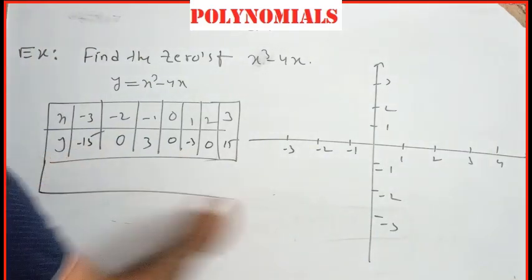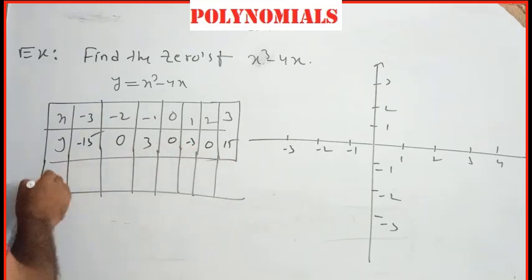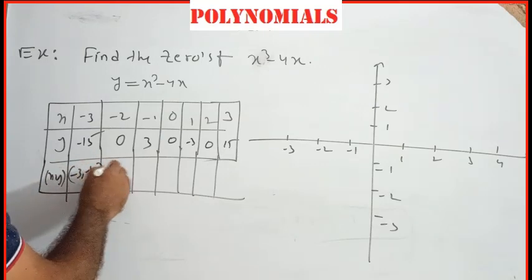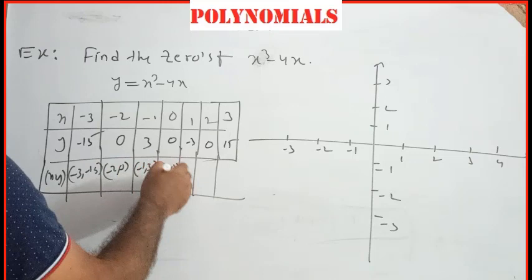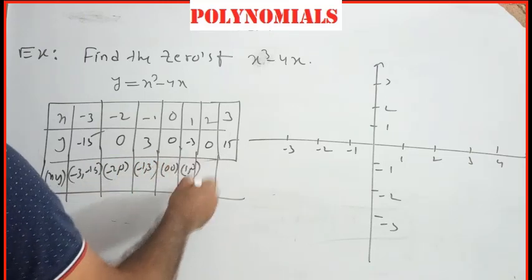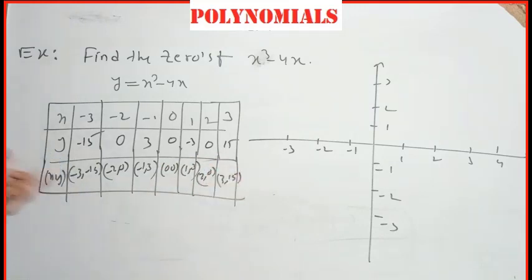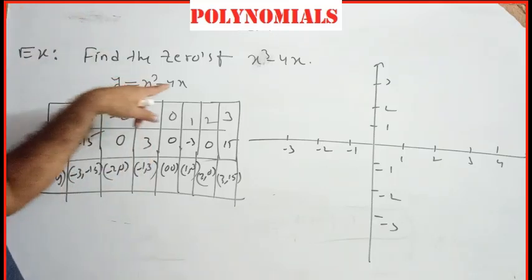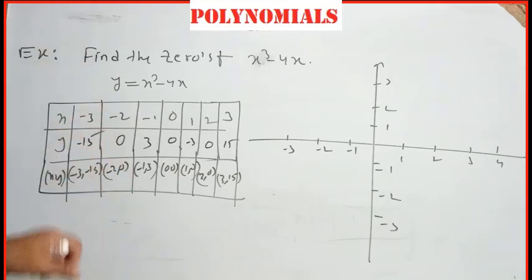So, I want to plot these points on the coordinate plane, or you can say ordered pairs. (x, y): (minus 3, minus 15), (minus 2, 0), (minus 1, 3), (0, 0), (1, minus 3), (2, 0), (3, 15). These are a few solutions. You can't say that this is the only solution. There are infinitely many solutions. Here x is any real number, and automatically y is another real number. Okay, these are a few solutions.